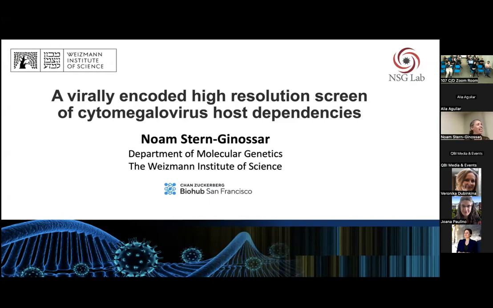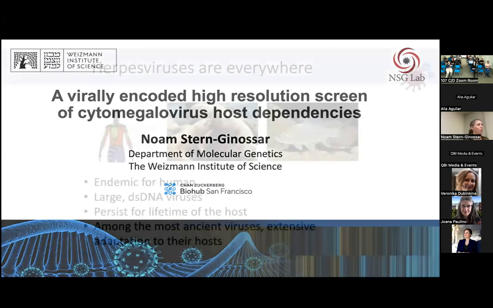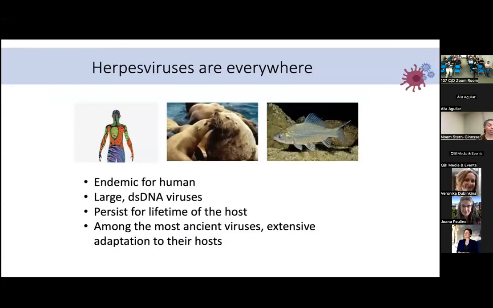And it's not public, but I wanted to give just an overview on the virus we are really interested in, and this is CMV and herpesvirus. Fascinating. They are found everywhere, likely infect all vertebrates and even some invertebrates. These are very species-specific, so human herpesviruses infect only human, they are endemic to human. These are large double-stranded DNA viruses with huge genome that replicate in the nucleus. And one of their defining features is that they persist for the lifetime of the host. And I think this is really an amazing property.